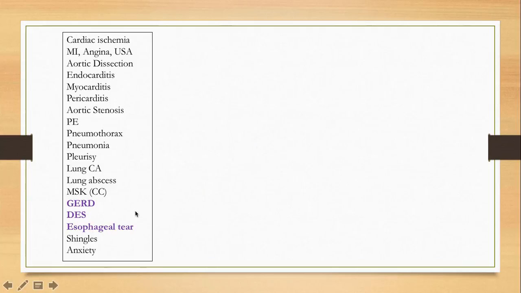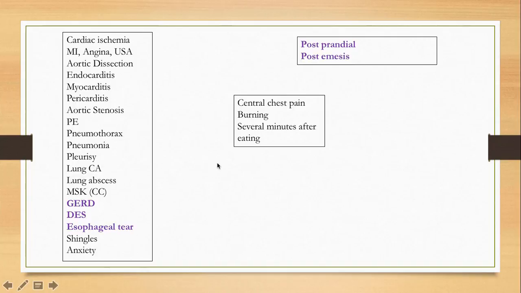So here is a table showing gastrointestinal causes of chest pain. I'm going in the order of more common to less common. This again is a very common cause of chest pain, GERD being the most common. These people usually have postprandial or post-emesis pain. And again, GERD pain is going to be in the center of the chest, more like burning, and it starts several minutes after they eat. So not right after they eat.